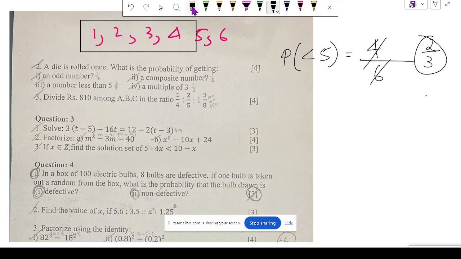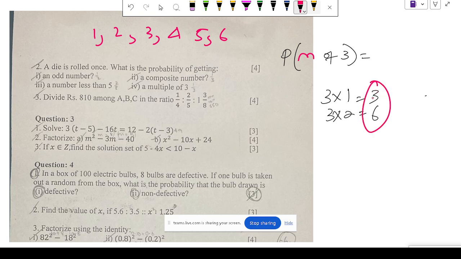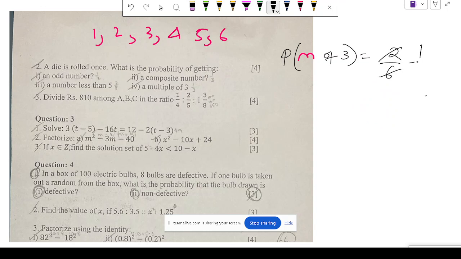Next, multiple of 3. Multiple of 3 is only 3 and 6. Yes, sir. So 2 by 6. Multiples of 3 meaning 3 into 1, 3 into 2. What are the answers we get? 3 and 6. So in this die, we have only 3 and 6, 2 values. So the answer is 2 by 6. 1 by 3. Very good.